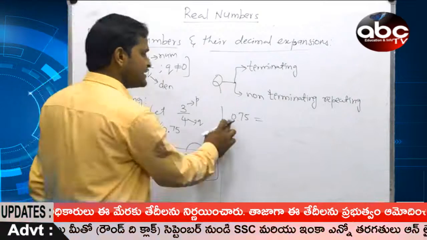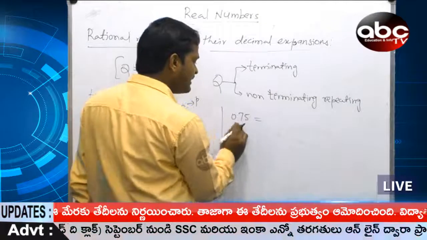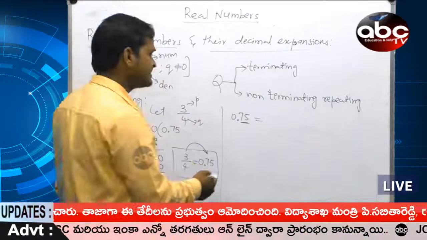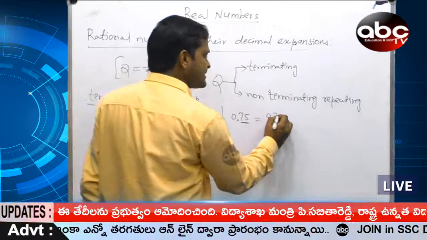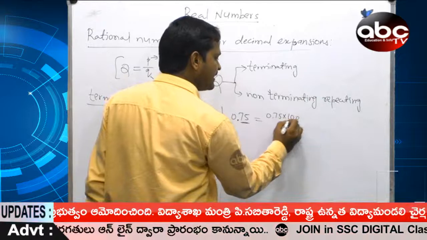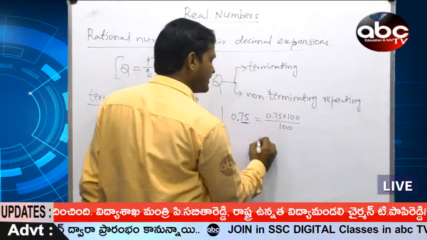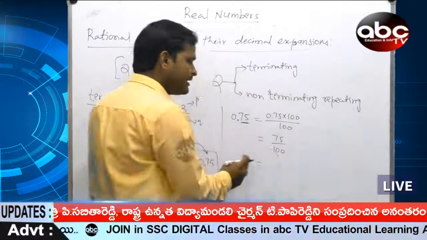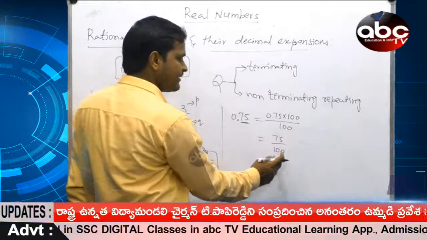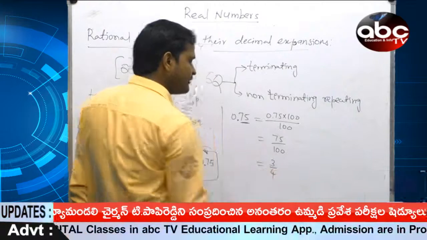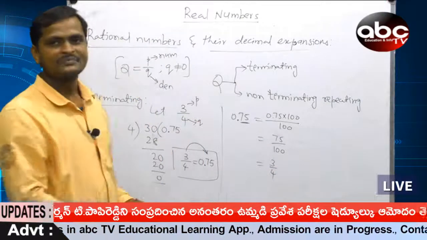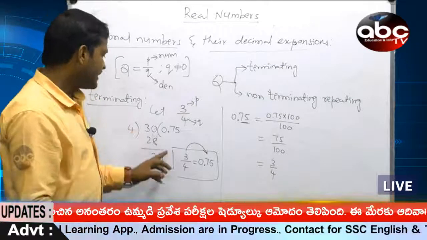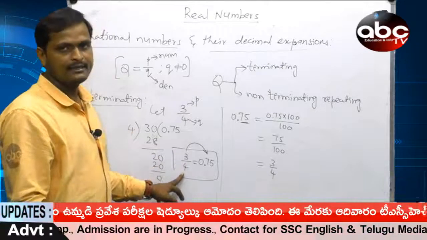Okay. Then 0.75, after the decimal point how many digits exist? 2 digits. Then 0.75 into 100 divided by 100, we get 75 by 100. Okay, here the unit place is 5, here is 0, then by the 5 table, we get 3 by 4. Clear students? Terminate is nothing but we get remainder 0. Okay, then P by Q is the rational.